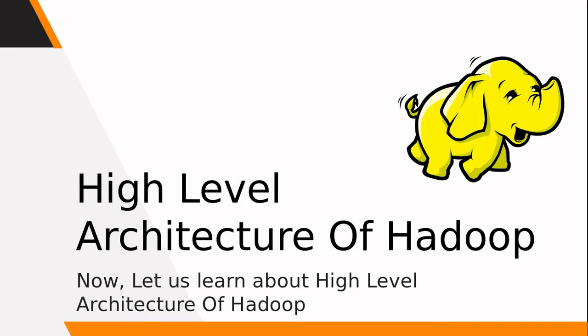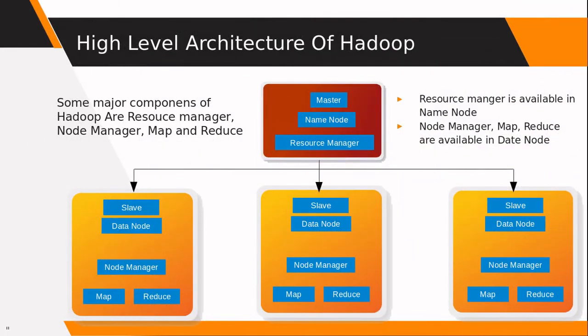Now, let us learn about high-level architecture of Hadoop. Some major components of Hadoop are Resource Manager, Node Manager, Map, and Reduce. Resource Manager is available in NameNode. Node Manager, Map, Reduce are available in DataNode.